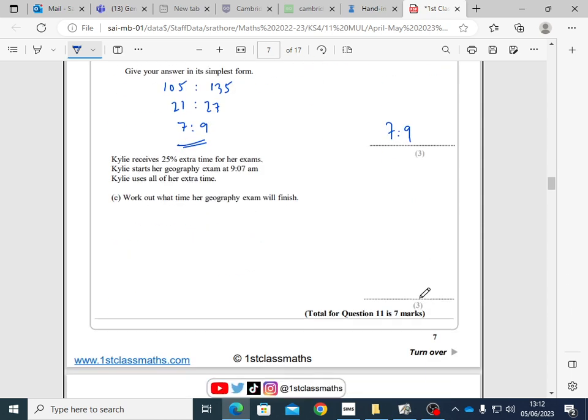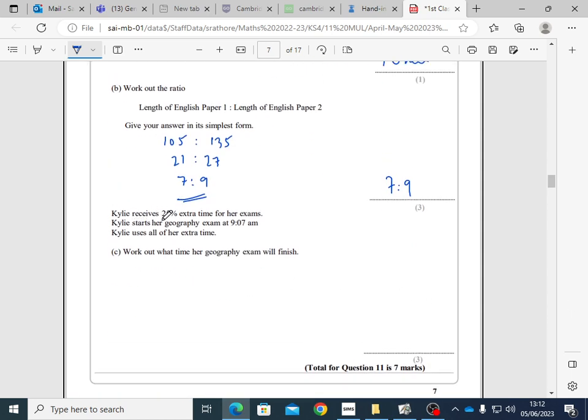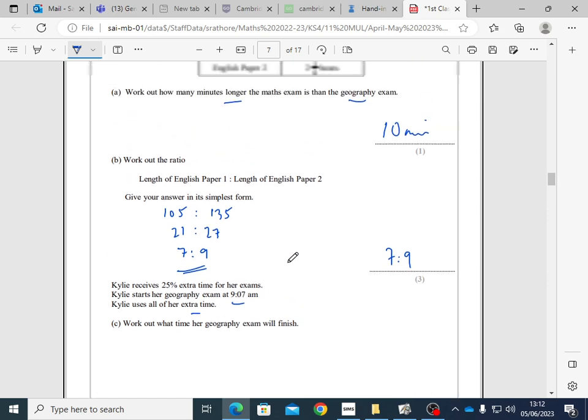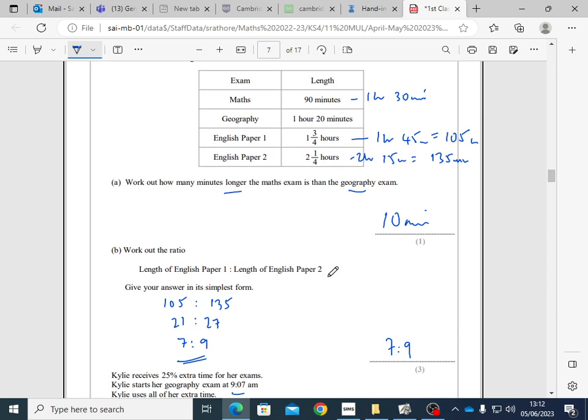Okay, what it says here, Kylie receives 25% extra time for her exam. Kylie starts her geography exam at 9:07. Kylie uses all her extra time. Work out the time the geography exam will finish for her. Right, so first of all, geography time is 1 hour 20 minutes.